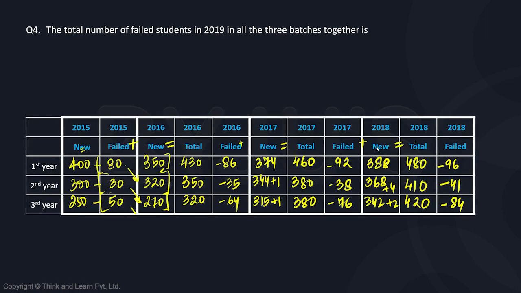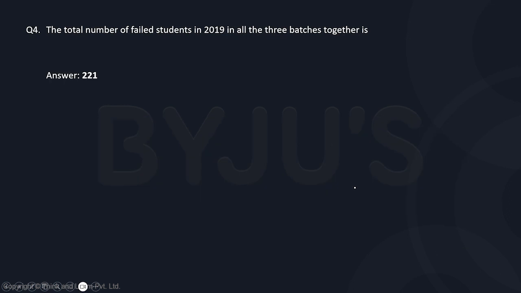Question number 4. The total number of failed students in 2019 in all the 3 batches together is. So we are talking about 2019, the number of failed students, which is the number of failed students in 2018 taken as the previous year. So we're supposed to add all of this, which is going to end in 1. Since it's a TITA question, we have to solve it completely. So 11. So this is 10 plus 12, that is 221. So the answer is going to be 221. This is what we need to type, 221.